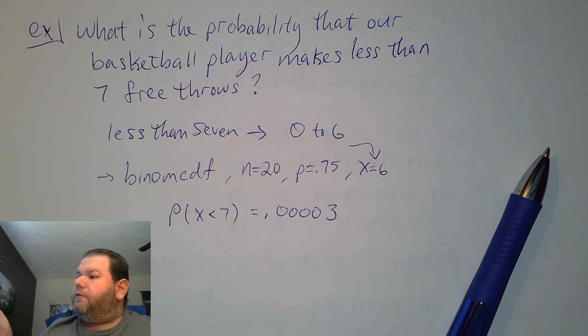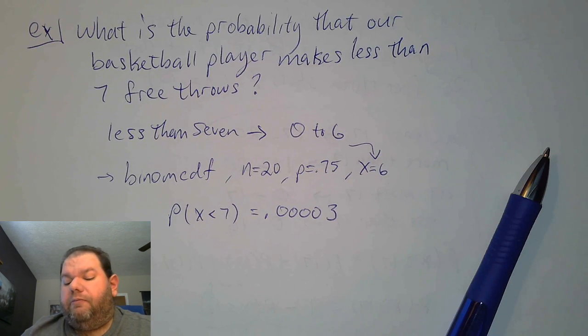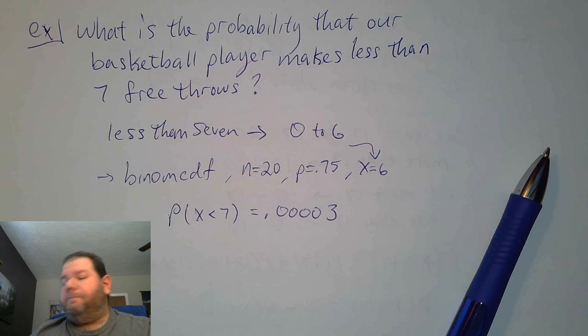4 zeros after the decimal, yeah. It's 2 9, so we'll round to 3. So 3 chances out of 100,000 that this basketball player would make 6 or less, when historically they have shot a 75% chance of success. That means the higher the chance of success, the lower the probability of having disastrous outcomes, such as this, where we make less than 7.